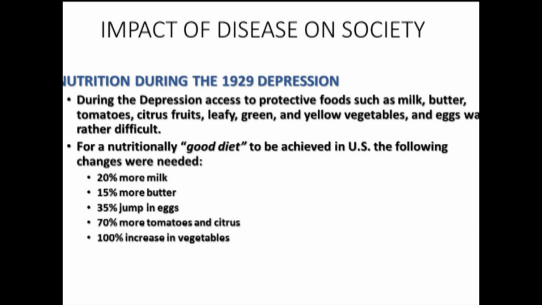It was clear that during the Great Depression of 1929, the dietary quality of Americans was seriously compromised. In fact, an assessment by the government using key home economists and dietitians looked at key foods such as milk, butter, tomatoes, citrus fruits, and they concluded that in order for the American people to increase their diet to the standard of a good diet, they needed to achieve the following: 20% more milk, 15% more butter, 35% increase in egg consumption, 70% more tomatoes and citrus fruit, and 100% increase in vegetables. These were all the products that were being rationed and that were limited to the population at the time.